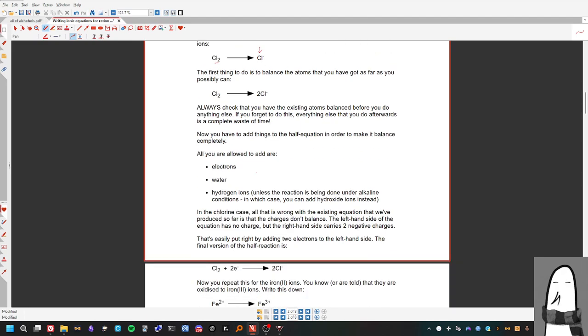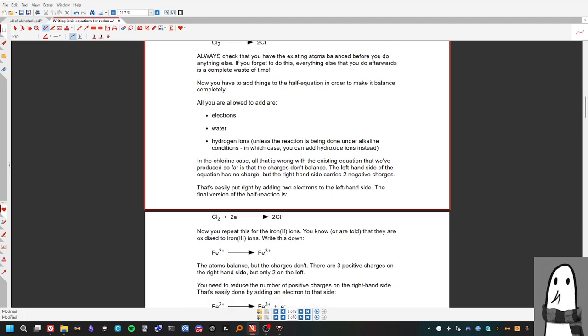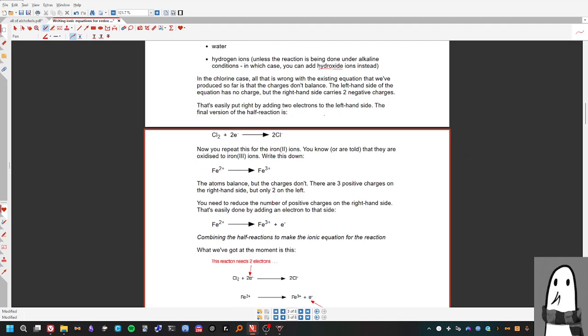So now, you have to add certain things to the half equation in order to make it balanced. You are allowed to add electrons, water, and hydrogen ions. Now, hydrogen ions unless the reaction is being done under alkaline conditions, in which case you add OH minus ions instead. I remember doing this in class.